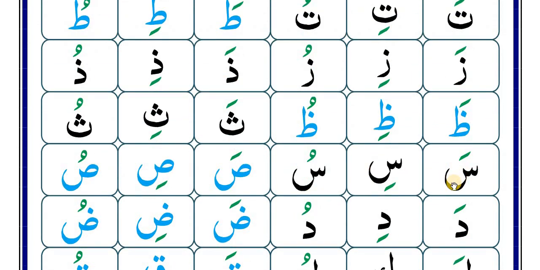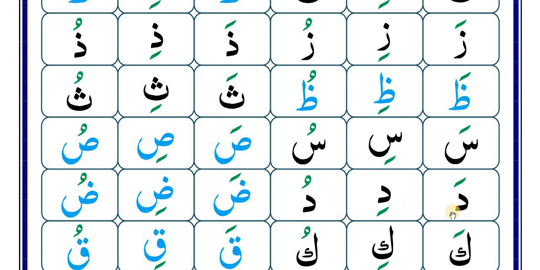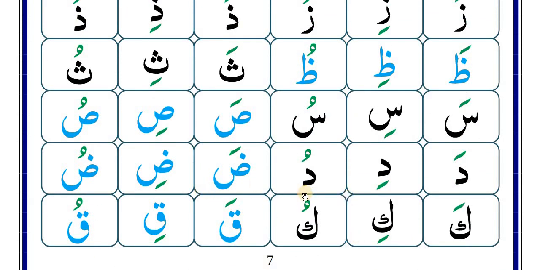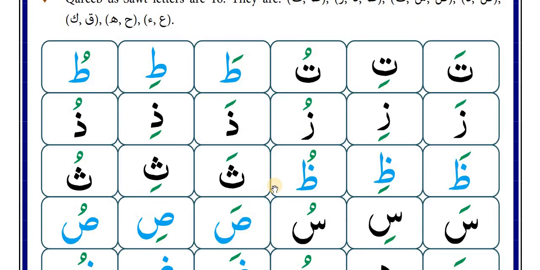Sin is a thin letter. Okay, sin is read in thin voice, but sod is read in thick voice. So you have to read the sod in thick voice, otherwise you won't read this letter correctly. So if you want to read the sod correctly, you will have to read this letter in thick voice. Same with dal and dod. Dal is read in thin voice, dod is read in thick voice. So you have to make a difference between these letters for correct pronunciation.